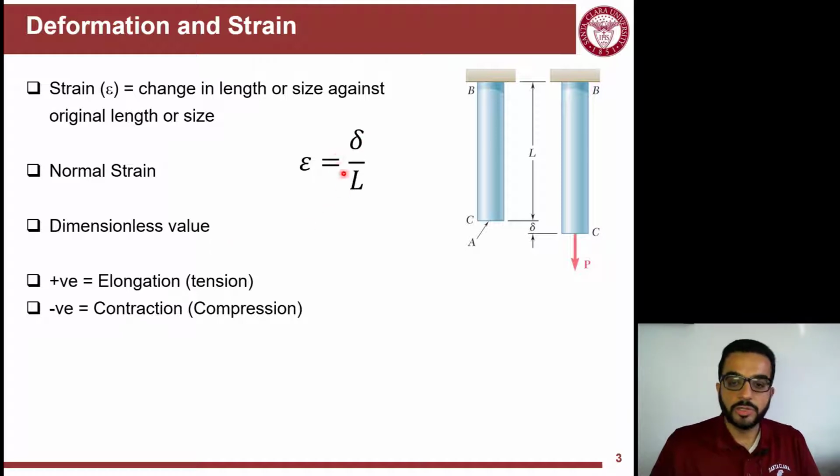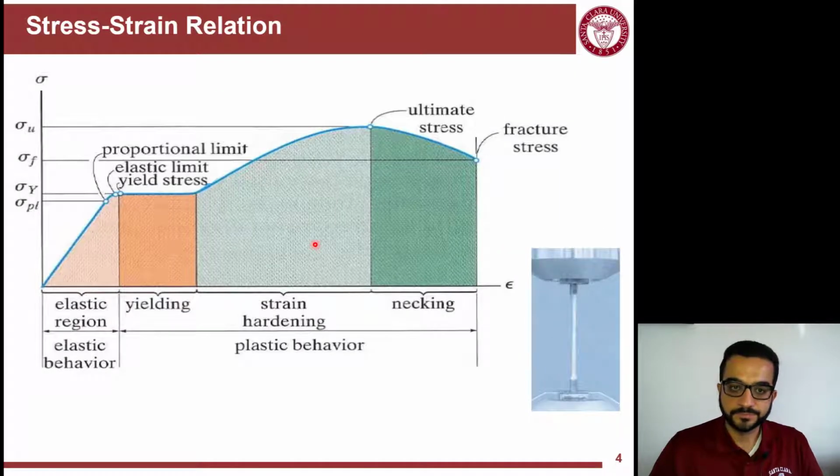But we are careful here of writing or representing its sign. So if you have elongation, the delta becomes positive, so that the strain becomes positive. So you have tension, that's elongation relative to tension, internal force. The other way will represent contraction from a compressive force or compressive stresses.